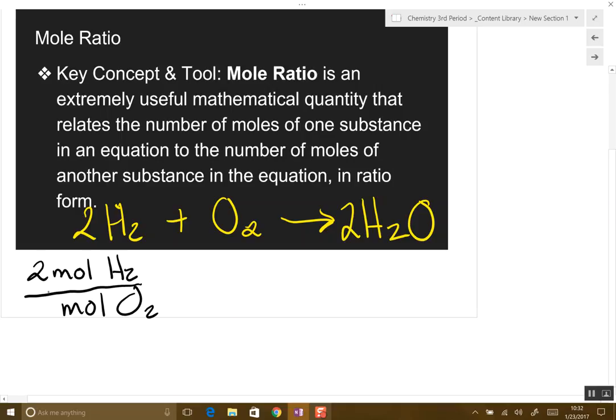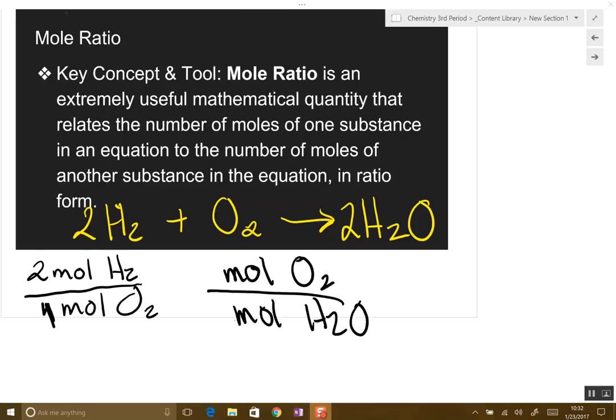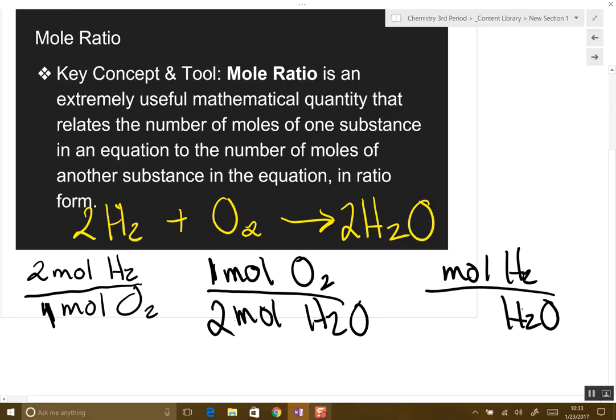Oxygen to water. What's the coefficient in front of oxygen? One. What's the coefficient out in front of water? Two. Now, what's the mole ratio of hydrogen to water? Two to two. That is why you need to do balanced chemical equations. That's the mole ratio. The numbers in front of each chemical tell you what the ratio is going to be.